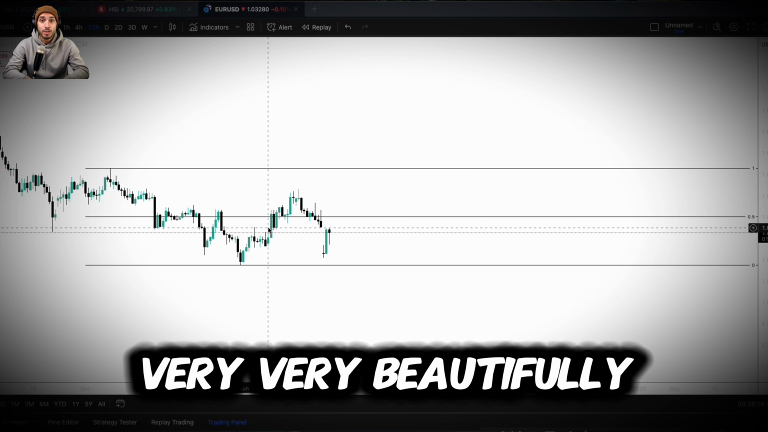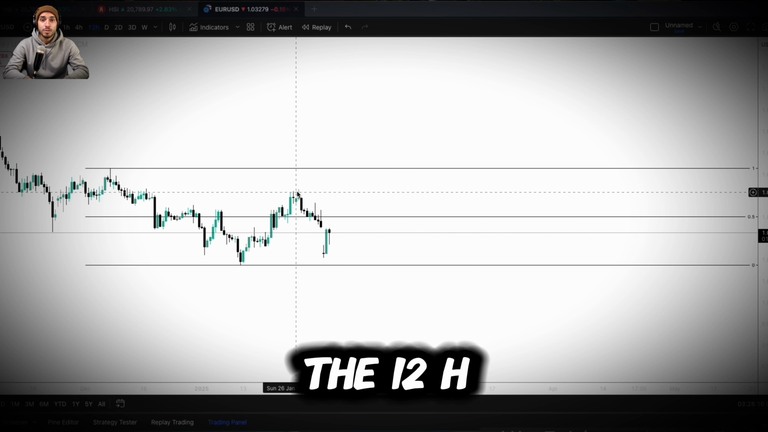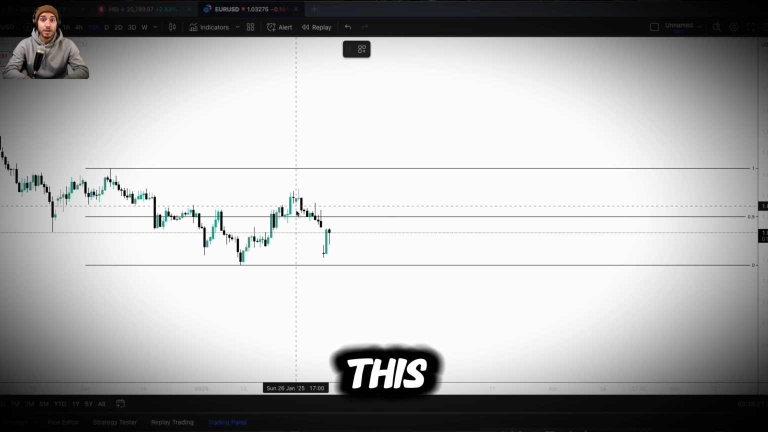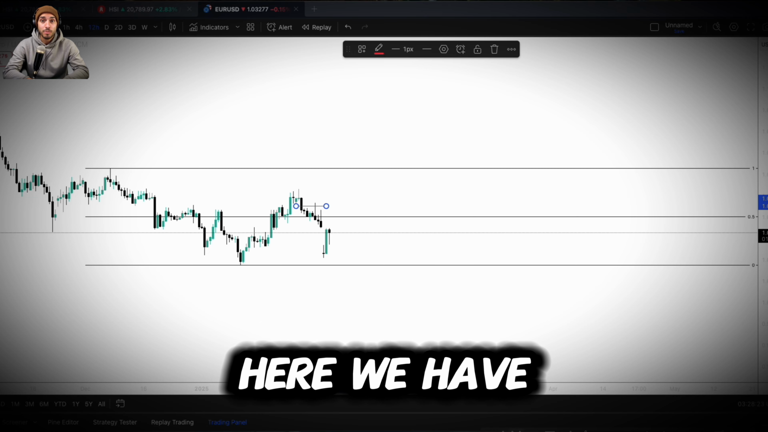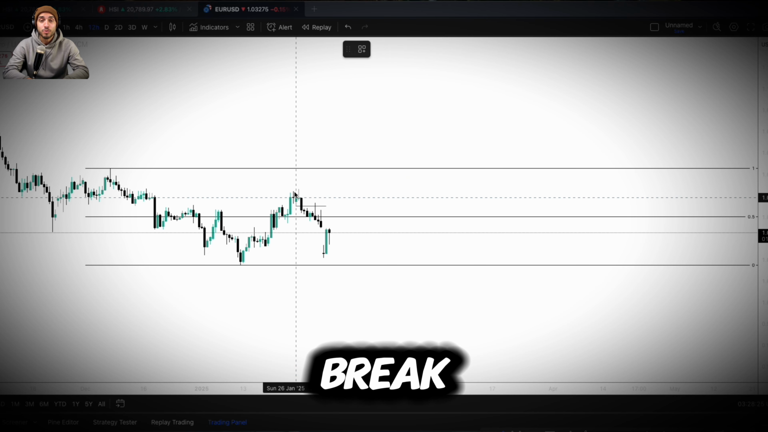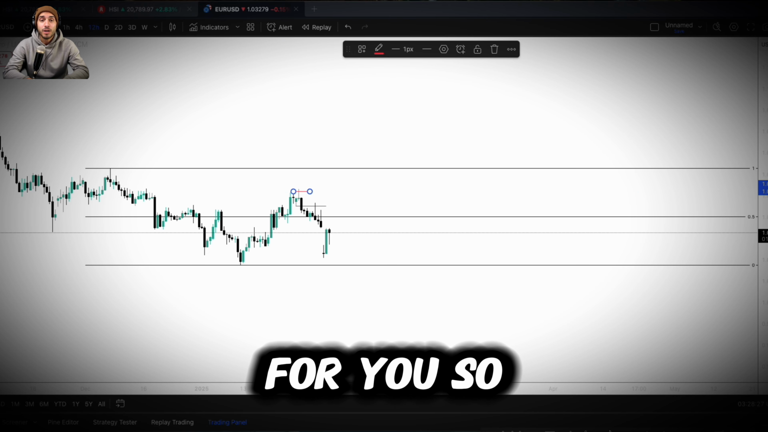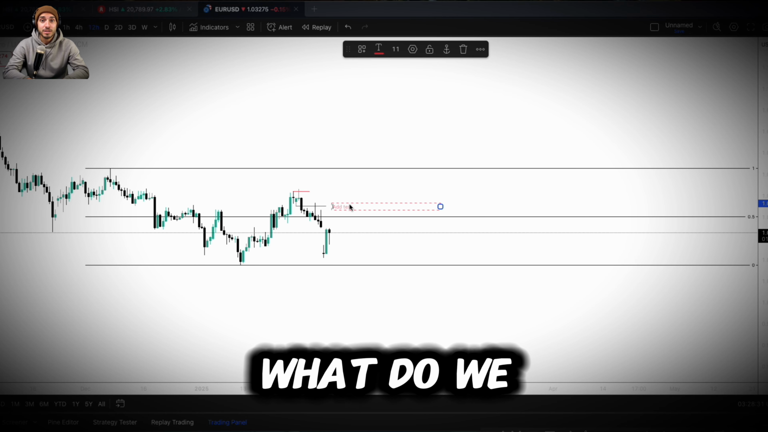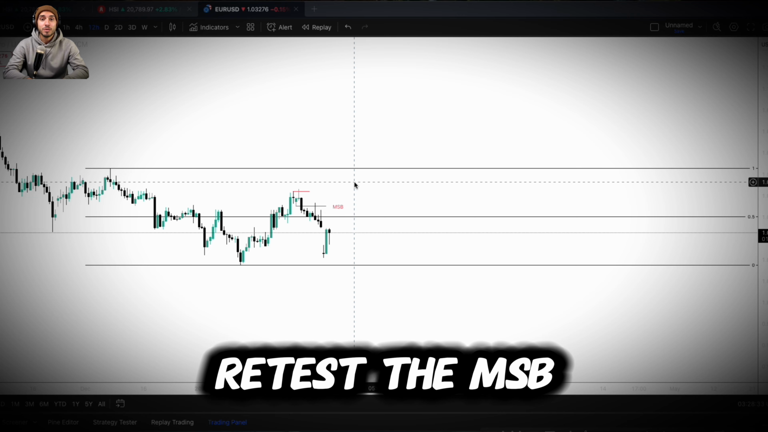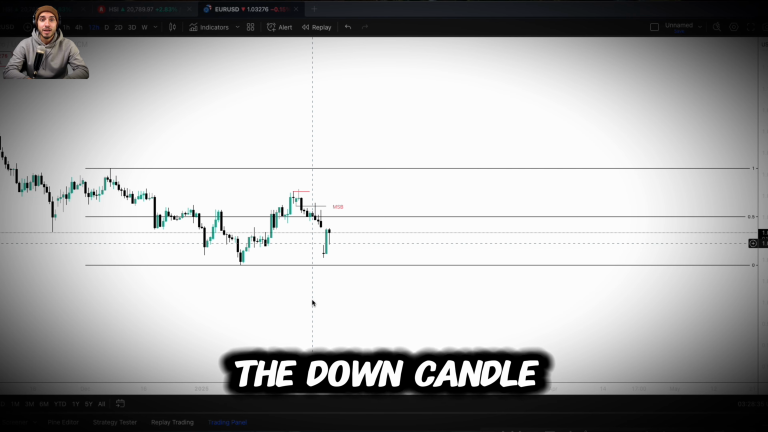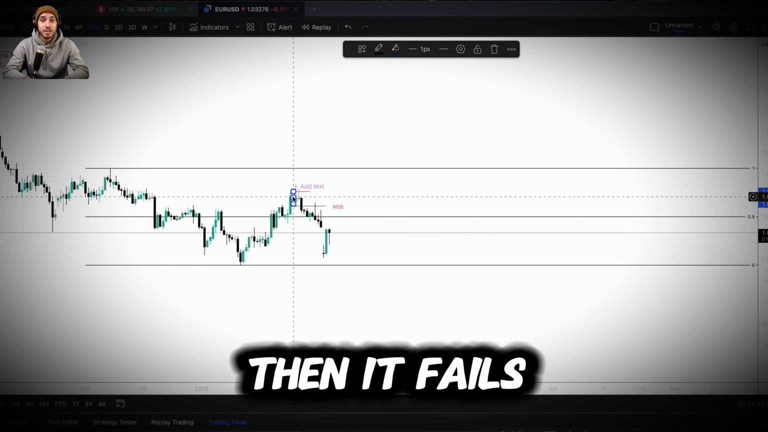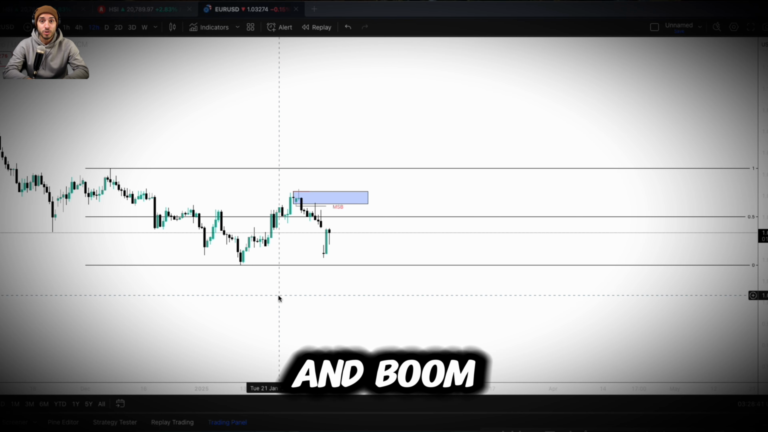Very beautifully. That's the low, the 12H low. This is the last down candle before the up move that takes out this high. The high gets taken out here. We have the MSB, market structure break. I will type it in shortly for you. So here is the MSB. And then what do we do? We break down and then we retest the MSB and the breaker, the down candle before the up move that takes out the high, and then it fails, breaks down, retests, and boom.